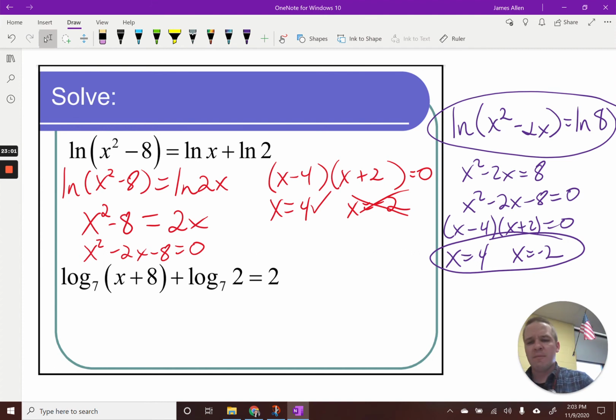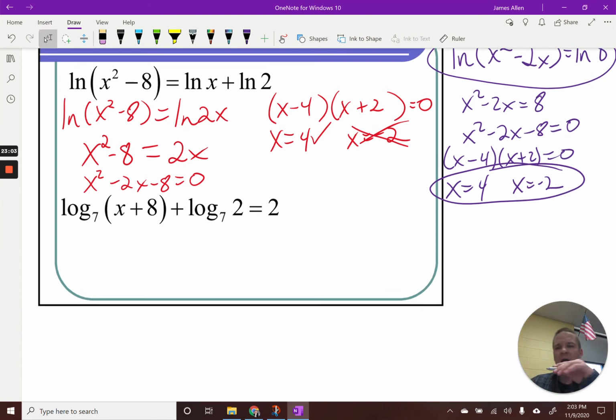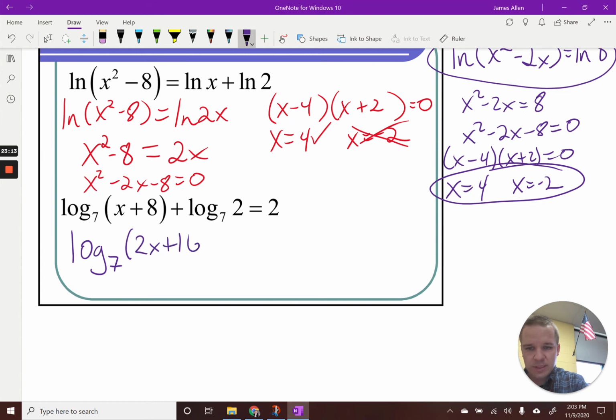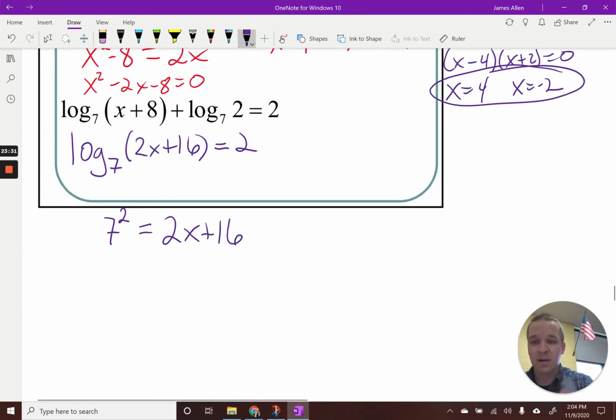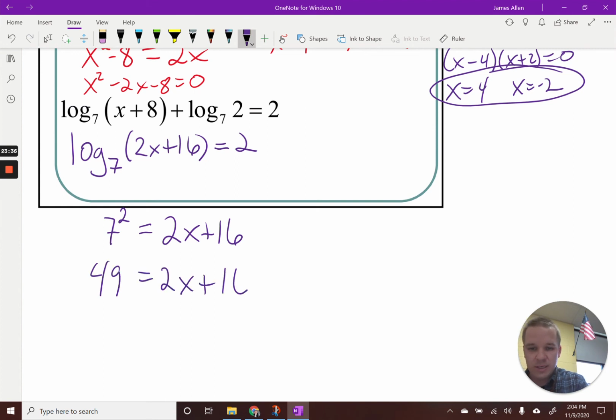alleviate any mistakes. This next one here, I got 2 logs on one side, but not on the other. I'm thinking I'll condense those. So I'll have log base 7 of 2x plus 16 is equal to 2. Now, I can't use one-to-one property, but perhaps I could swoop this into exponential form. So I'd have 7 raised to the second is equal to the argument of the log. And now I've got myself a lovely little algebra problem. So I got 49 equals 2x plus 16.